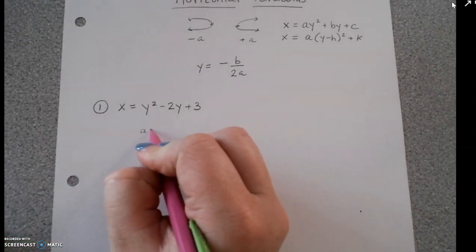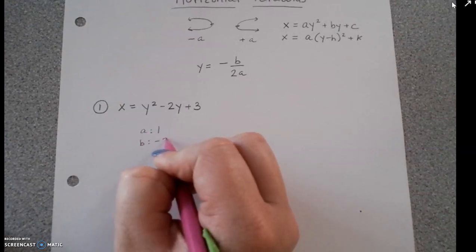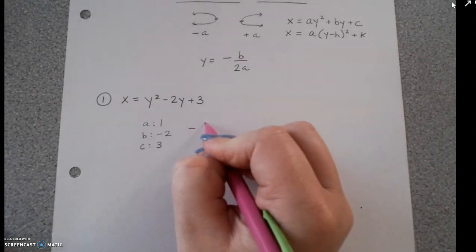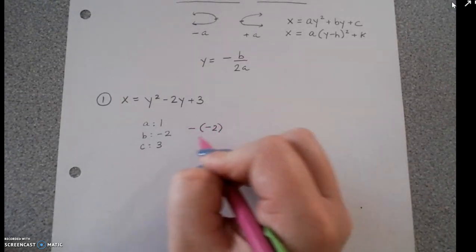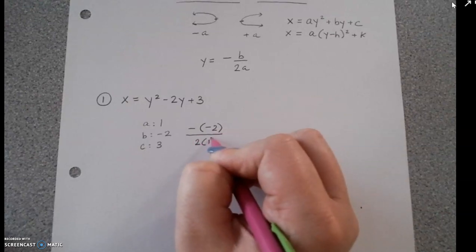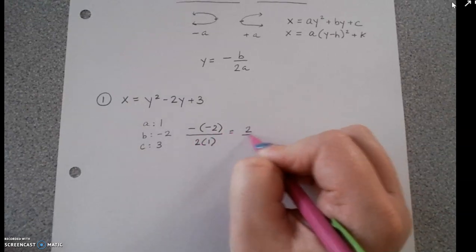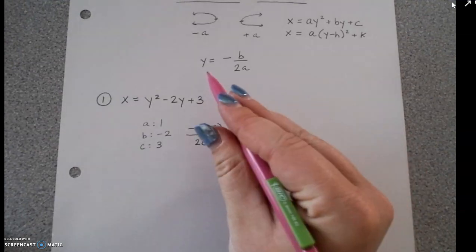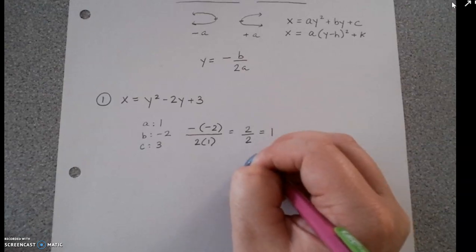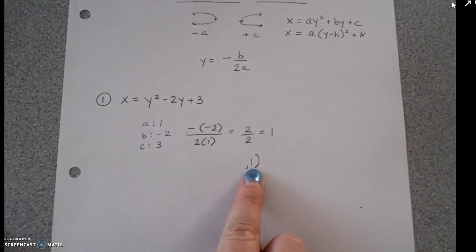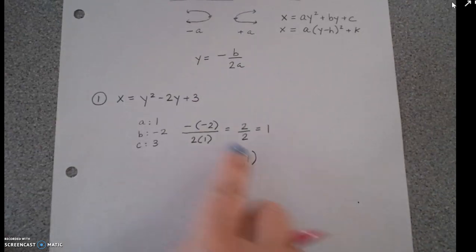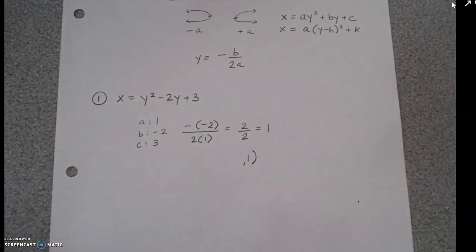So my a is 1, my b is negative 2, and my c is 3. So when I go to do negative b over 2a, that gives me a positive 2 over 2, which is a positive 1. Now again, that's my y coordinate of my vertex, the second coordinate. So in order to find my x coordinate, I'm going to take that 1 and plug it in everywhere that I see a y.